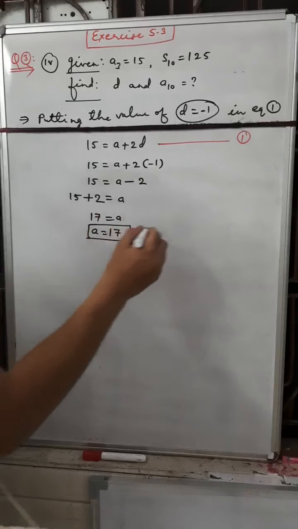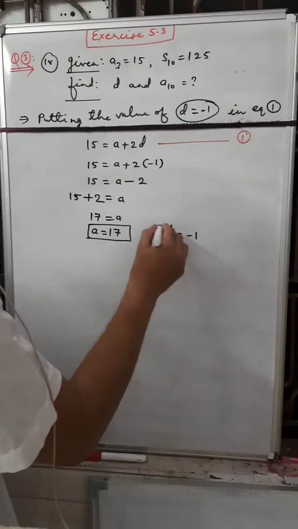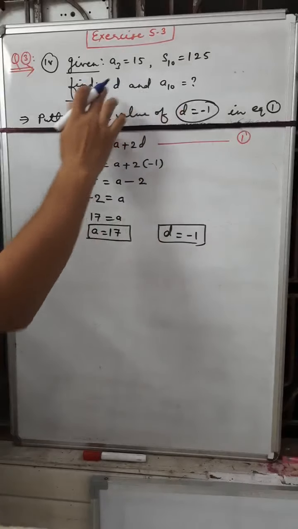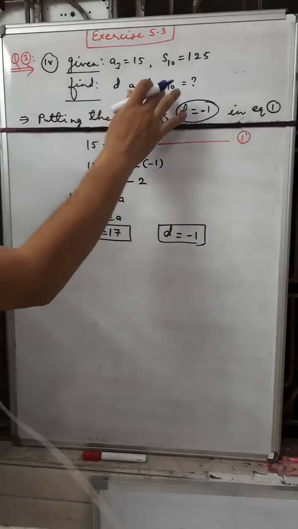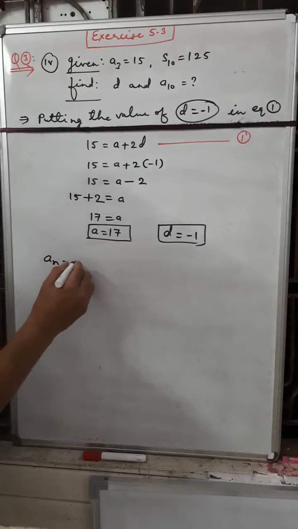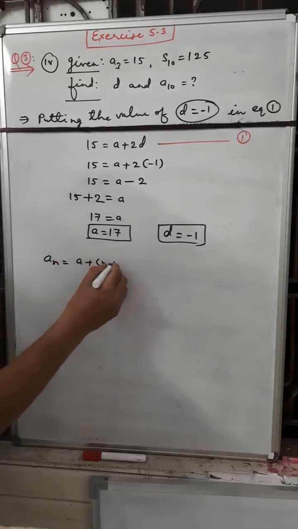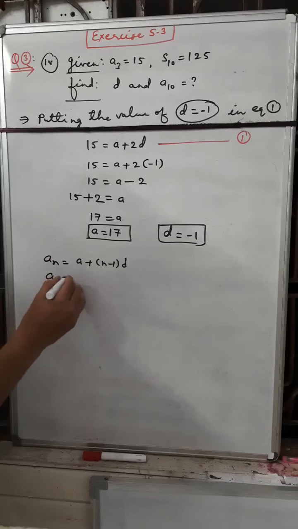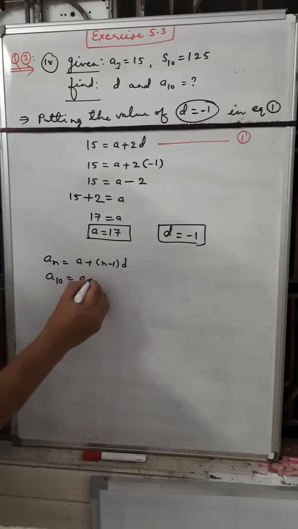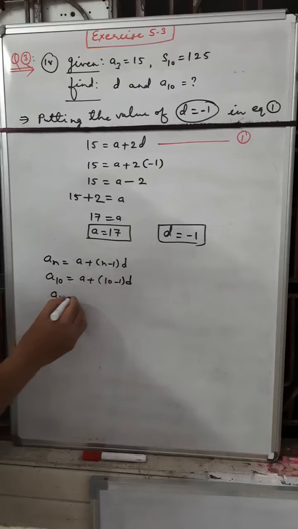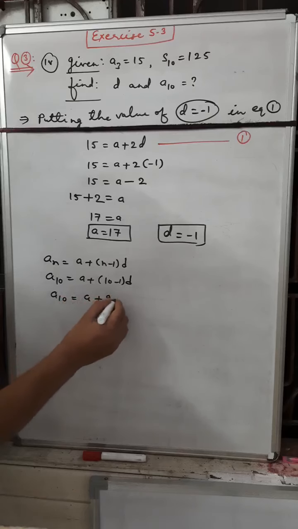Now we have a, and d we already calculated, so we can easily find out the value of a10. d is equal to minus 1. Now a10 is equal to, we know that an is equal to a plus n minus 1 into d. Here we have to find out a10, so in place of n we are putting 10. 10 minus 1 into d. So a10 is equal to a plus 9d.